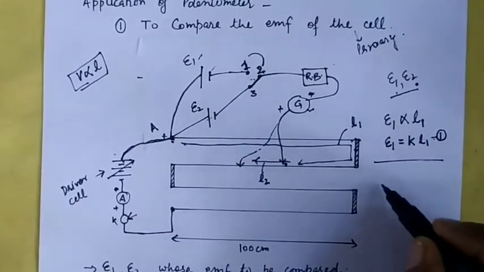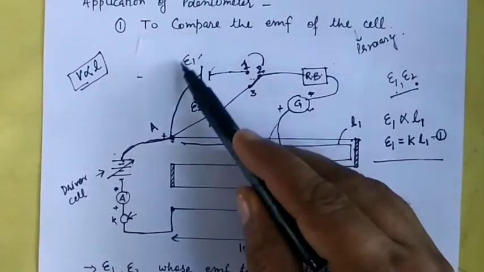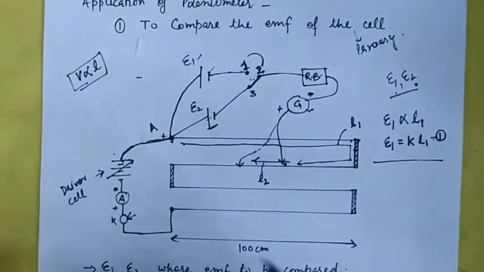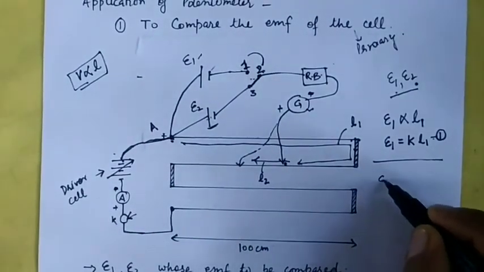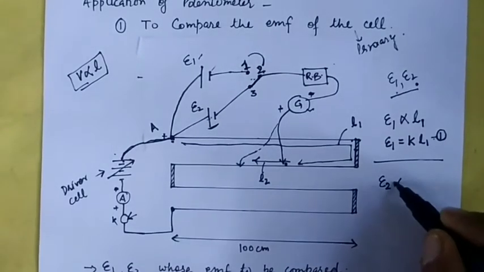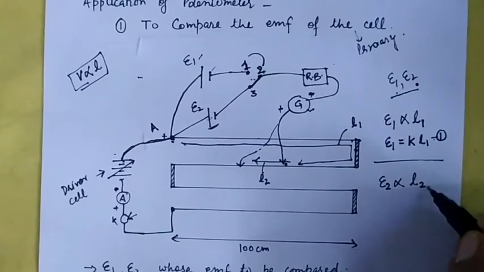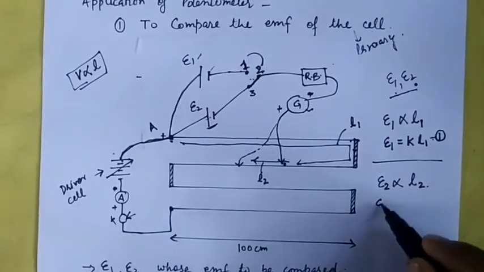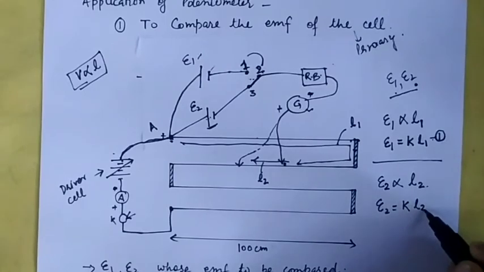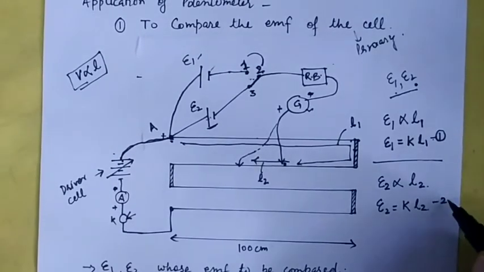Now again the same principle. So here this is out of context. We are left with only this cell. So this cell is causing a potential. So potential E2 is directly proportional to the length L2. If you remove this proportionality sign, then the constant is K, that is KL2. This is our second equation.